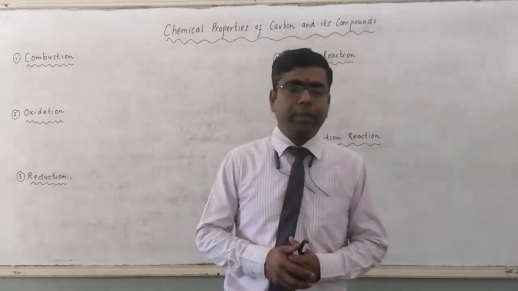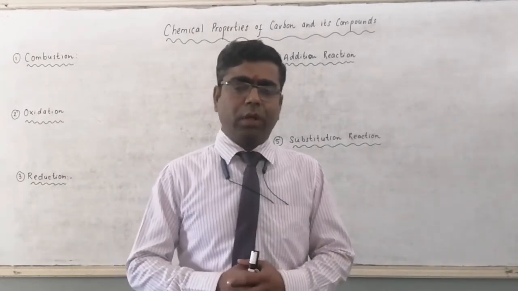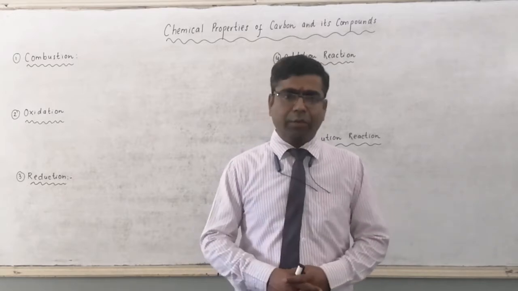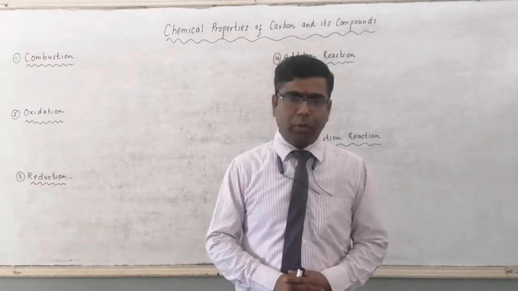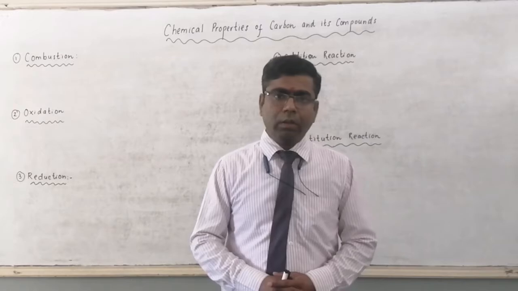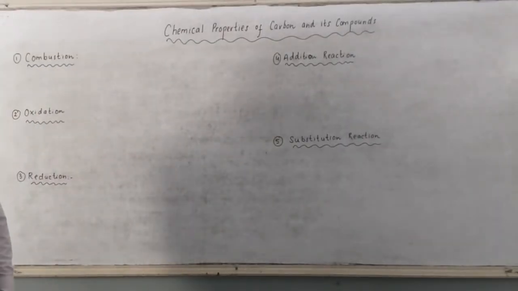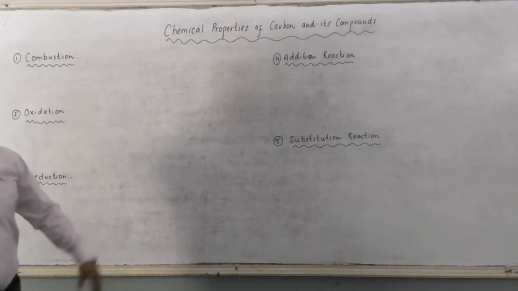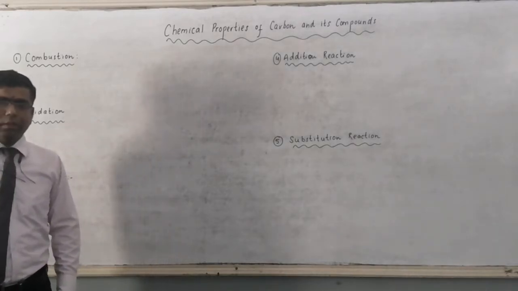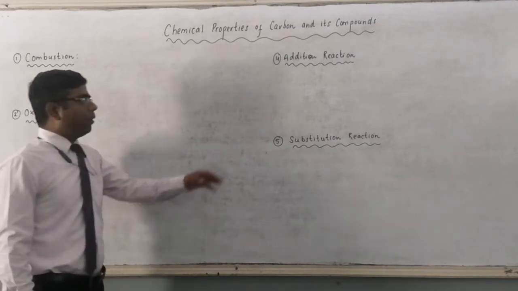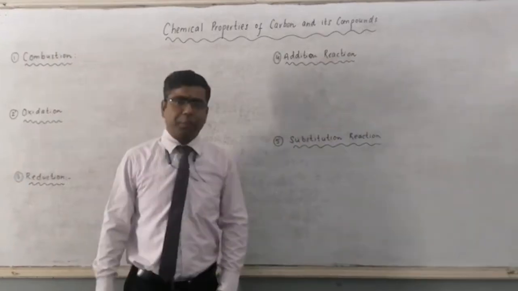Good morning, students. In today's lecture, we will talk about the chemical properties or chemical reactions of carbon and its compounds. So basically, there are five carbon chemical reactions. Number one is combustion, number two is oxidation, number three is reduction, number four is addition, and number five is substitution.